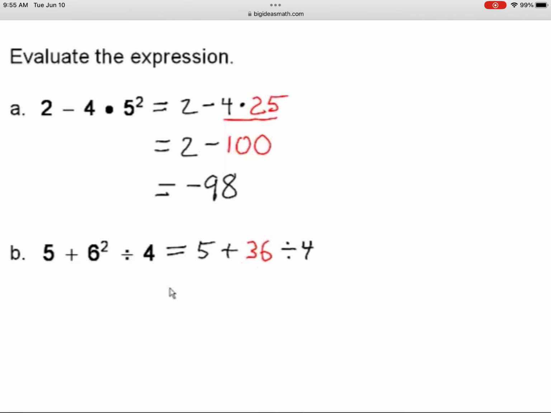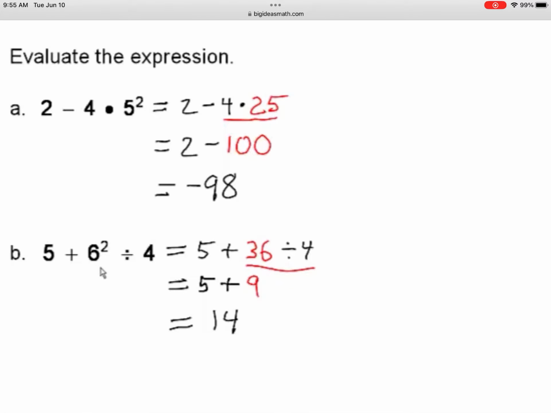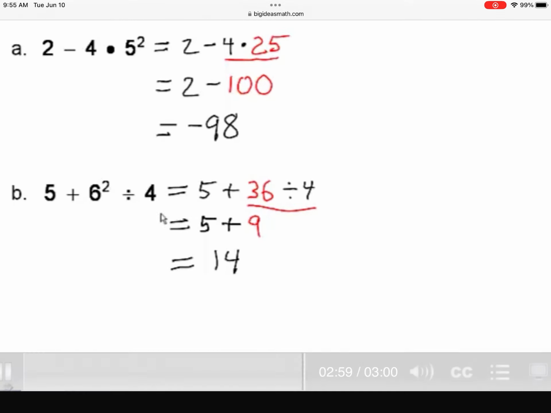What is the next operation we should perform? You should perform multiplication and division before addition and subtraction, so find 36 divided by 4. It's 9, so we end up with the expression of 5 plus 9, and 5 plus 9 is equal to 14. So that's our answer. The value of 5 plus 6 to the second power divided by 4 is 14.